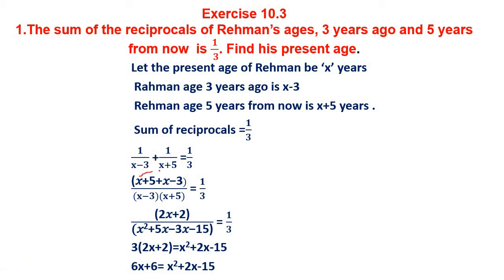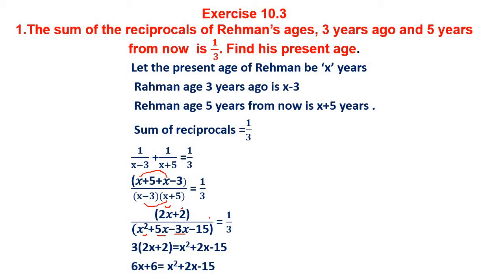Here x plus x is 2x, then plus 5 minus 3 is plus 2. Then you multiply x minus 3 and x plus 5. If you multiply, what will you get? x into x is x square, then 5 into x is 5x, then minus 3 into x is minus 3x, minus into plus is minus 15, 3 fives are 15, which is equal to 1 by 3.